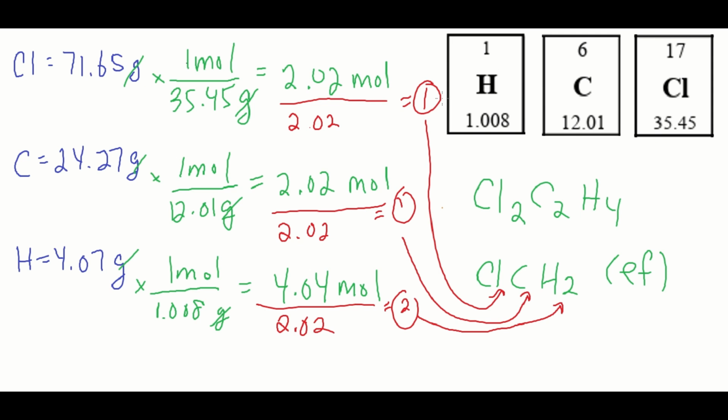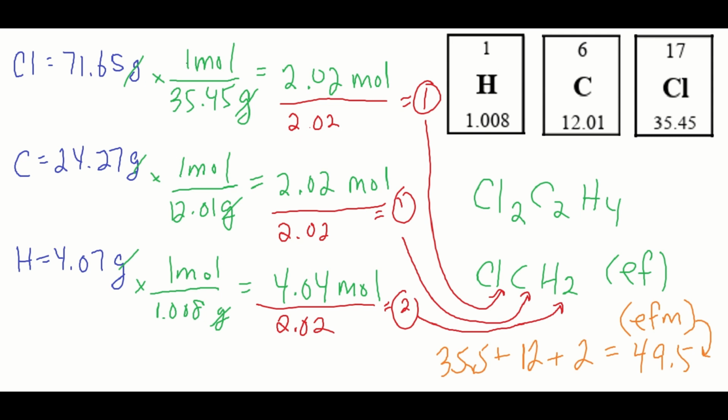All right, so chlorine has a mass of 35.5. Let's just round a little bit here. Carbon has a mass of 12, and the 2 hydrogens has a mass of 2. That's 49.5 is the empirical formula mass.